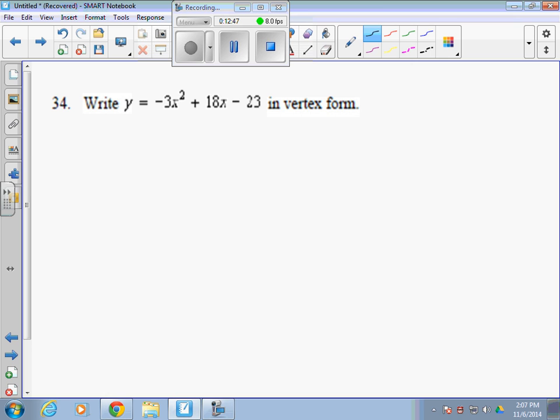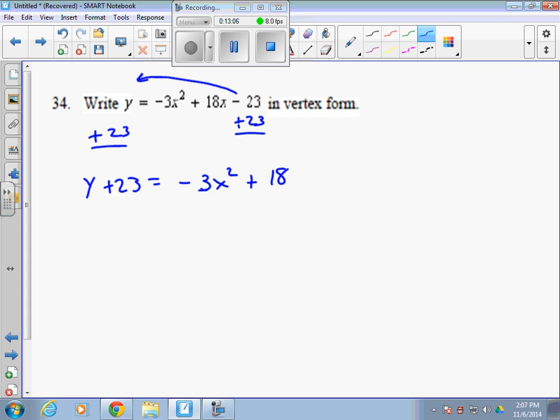34 says to write it in vertex form. Okay, we did vertex form a little while ago. Move minus 23 over by adding it to both sides. If you do it there, do it here. So what you have is y plus 23 equals negative 3x squared plus 18x plus c.